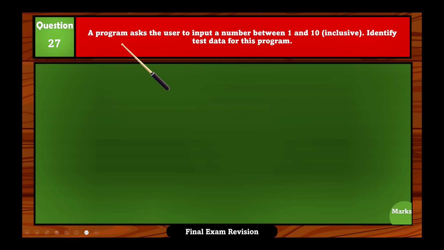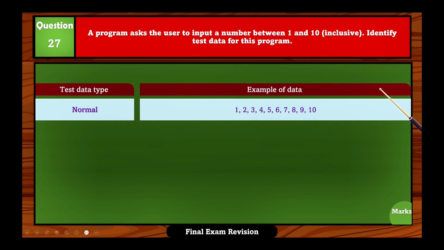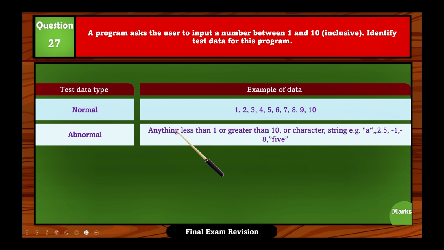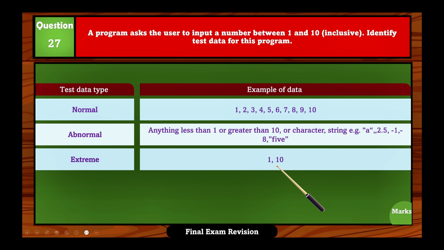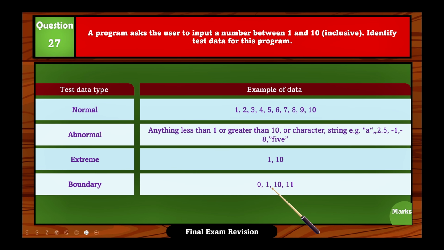Okay, question number 27. The program asks the user to input a number between 1 and 10 inclusive. Identify the test data for this program. I think this question is pretty easy for you, so let me quickly show you. Normal data is 1, 2, 3, 4, 5, 6, 7, 8, 9, 10. Abnormal data is anything less than 1 or greater than 10, or characters, strings, for example A, 2.5, minus 1, 8.5. Extreme data is 1 and 10. And boundary data is 0, 1, 10, and 11.